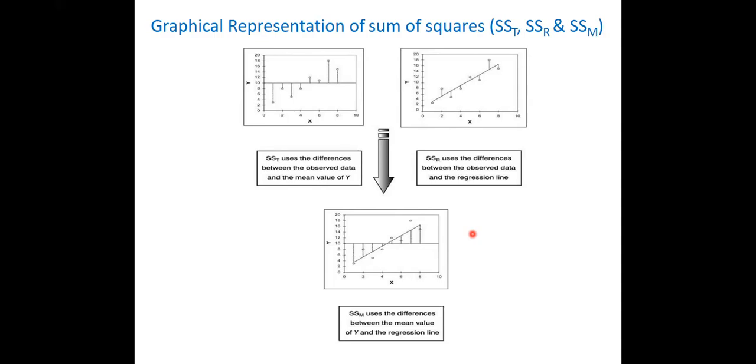Then another way, because that one alone will not give you the meaning, is the sum of square model over the total sum of square. Oh no, sorry, the sum of square model over sum of square residual is F. The sum of square model over the total sum of square, that is the R square.